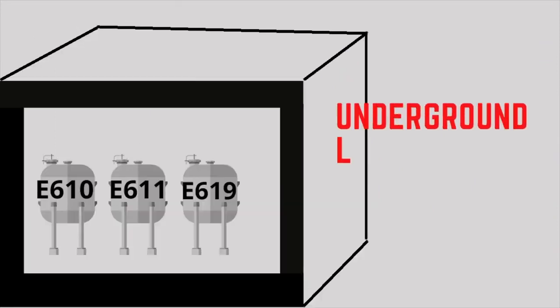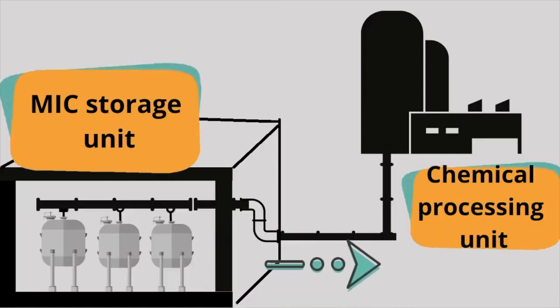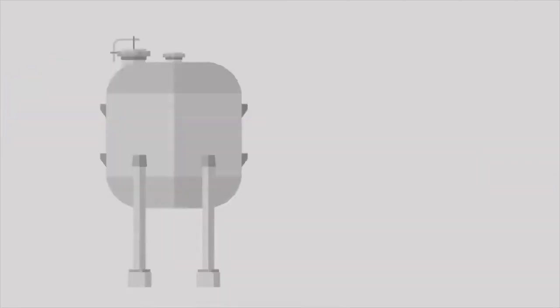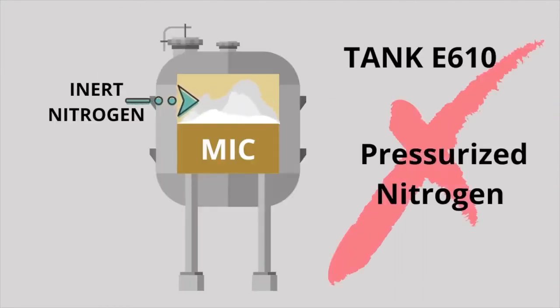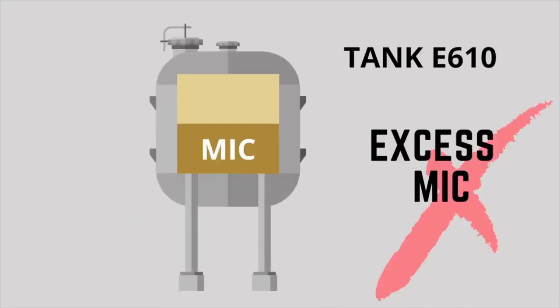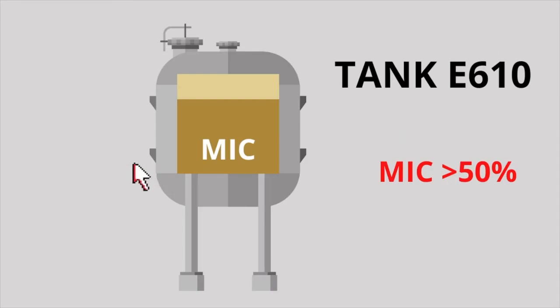The Bhopal facility housed 3 underground liquid MIC storage tanks. The company installed a pipeline as a shortcut from the MIC storage unit to the nearby chemical processing unit. By late October 1984, tank E610 had lost the ability to effectively pressurize with nitrogen gas, which meant that the liquid MIC contained within the tank could not be pumped out. MIC accumulated inside the tank to way more than 50%, and could not be pumped out.